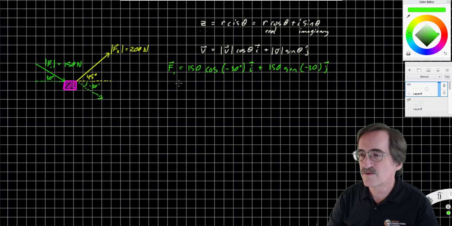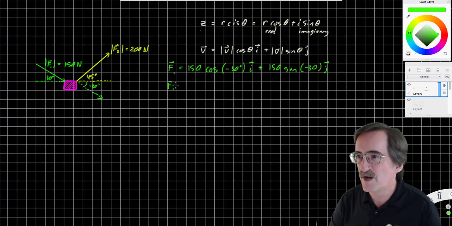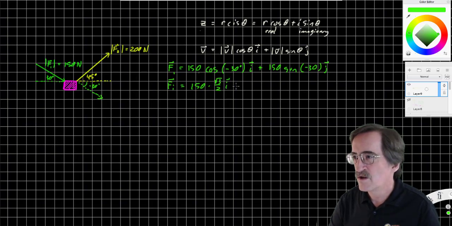Now I don't usually write this much out because I know the cosine of negative 30. Cosine of negative 30 is root 3 over 2. So 150 times root 3 over 2, i, plus 150 times the sine of negative 30, which is negative 1/2.